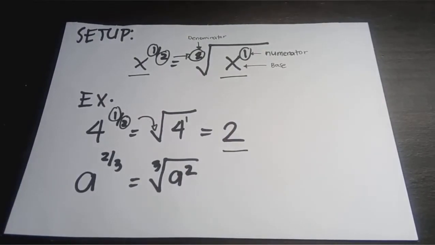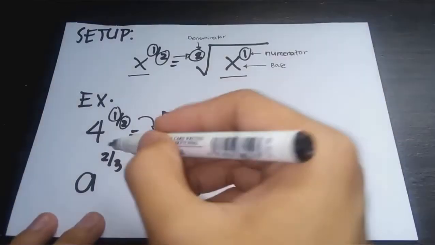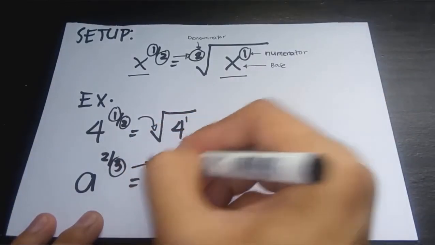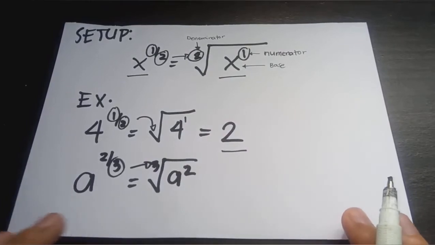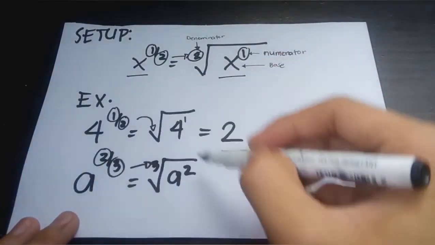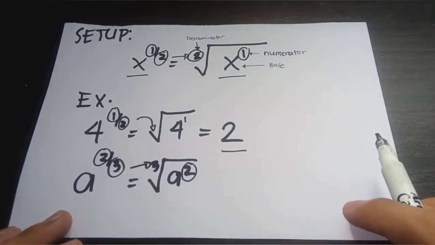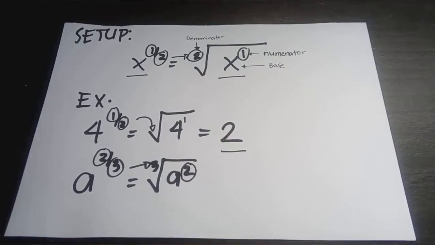How about this one, a raised to 2/3? So syempre yung denominator lagi ang inilalagay dito. So, cube root of, and then numerator siya ang ilalagay mo as exponent dun sa loob ng base. So, cube root of a squared ang sagot dyan.